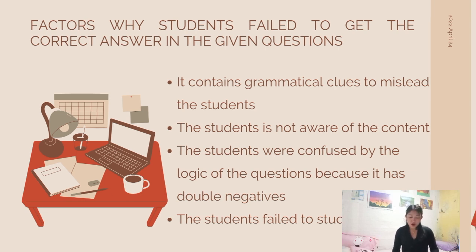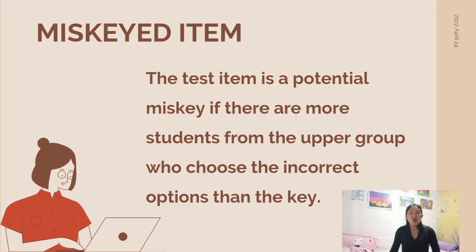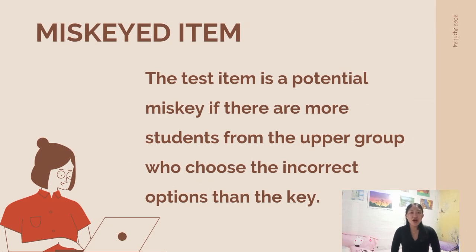Next, we have miskeyed items. A test item is a potential miskey if more students from the upper group choose the incorrect options than the key. Yes, that's the miskeyed items, if the upper group chooses the incorrect options rather than the key. That's the result of miskeyed items.